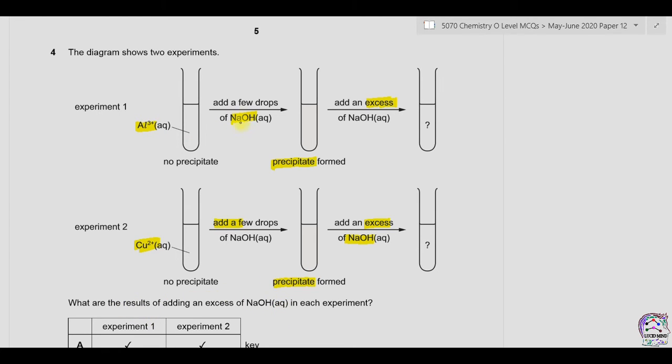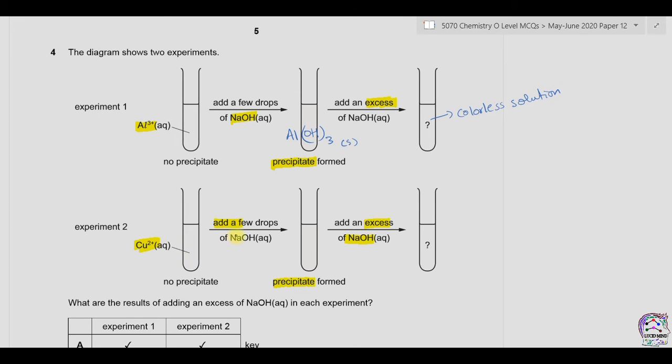As we know that when aqueous sodium hydroxide is added to aluminum, a white precipitate of aluminum hydroxide is formed and it is white in color. But when excess of sodium hydroxide is added, this white precipitate actually dissolves to make a colorless solution. So we have colorless solution of aluminum hydroxide.